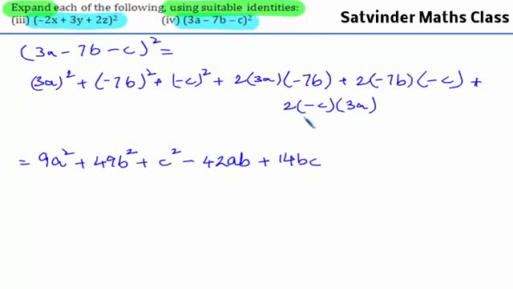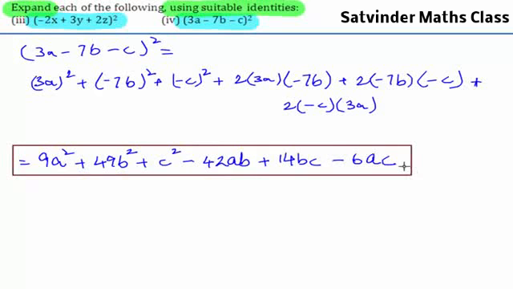+14bc. Plus into minus is minus. 2 into 3 is 6. Therefore -6ac. This is the required expansion for (3a - 7b - c)². This completes the solution to this problem.